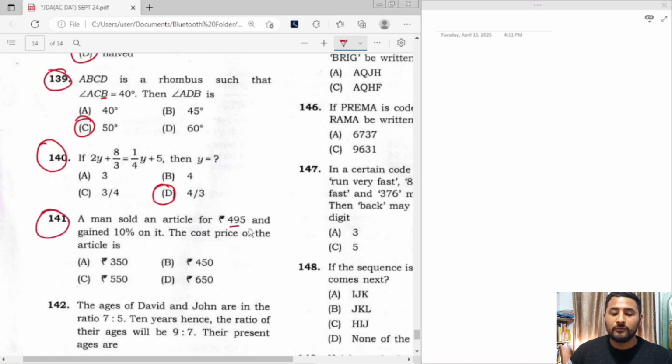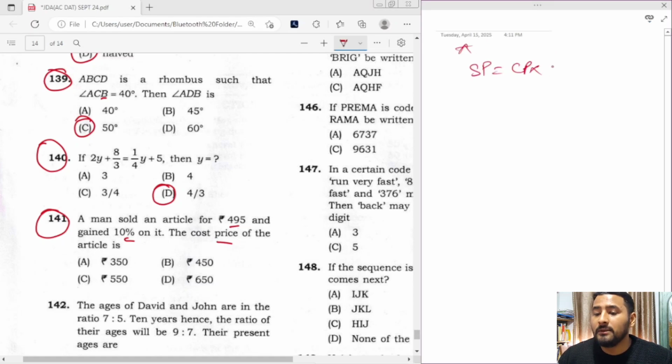A man sold an article for 495 and gained 10% profit. Find the cost price of the article. I've already taught you how to find the cost price or SP. You know SP is equal to CP into, use this formula. I've told you in profit and loss, profit percent or loss percent. So here gain percent means profit percent. SP is already given, 495. CP we don't know, we need to find, into profit percent is 10.